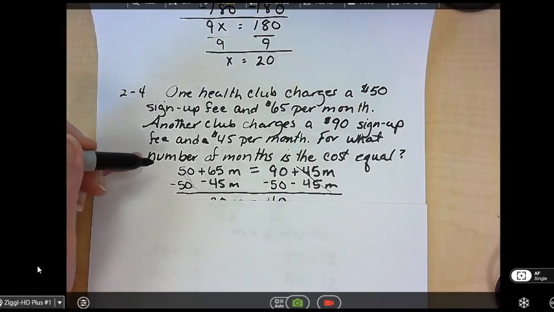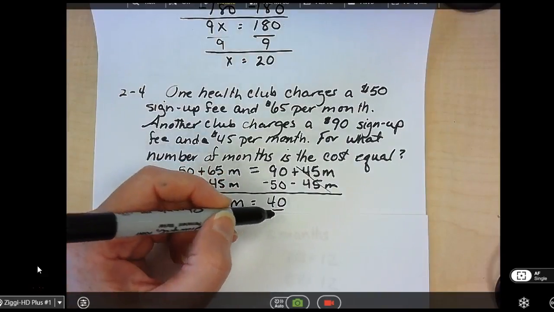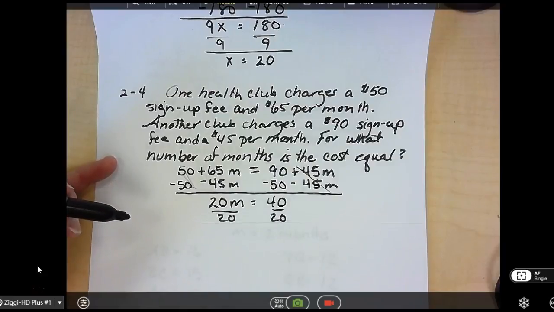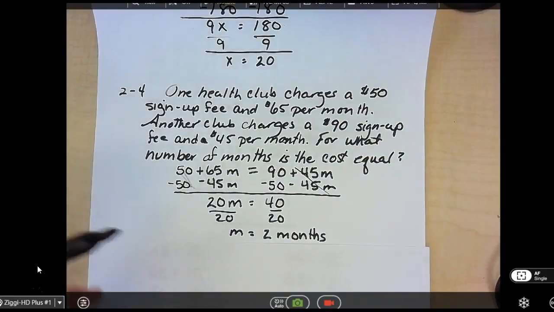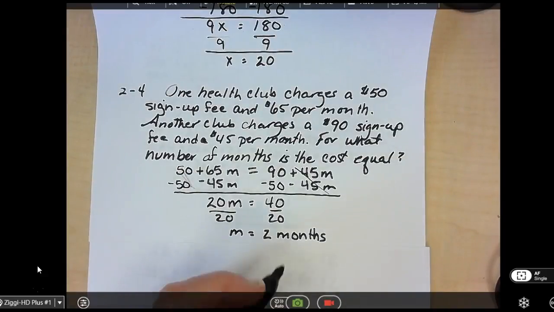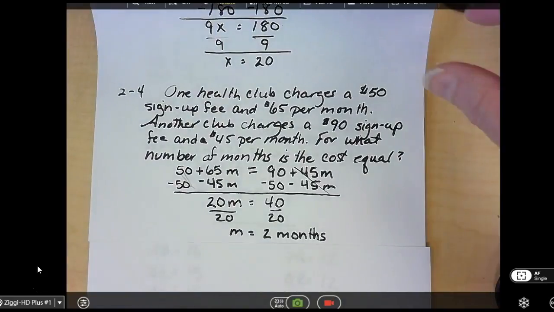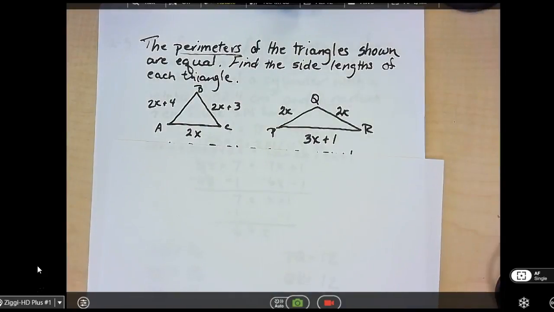And then 65 minus 45 is 20M. 90 minus 50 is 40. Divide by 20, and you find out that they are equal for the first 2 months. Now sometimes the book will ask you to go further and find out which one is the better deal after X amount of months. So you could always have extra steps to do once you are solved. This one, they left it at that.